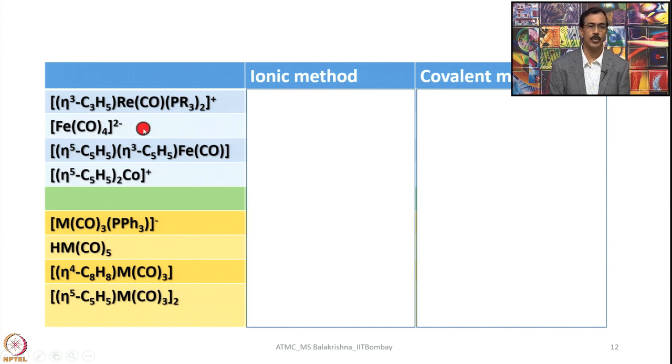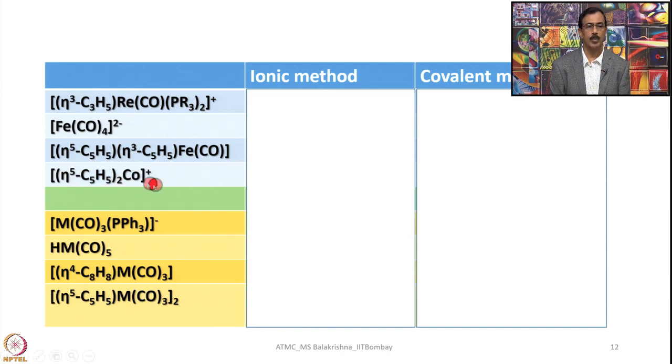For example, Na2FeCO4 is an example, and similarly you can see here one is a 5 electron donor, one is a 3 electron donor, 5 plus 3 is 8, plus 2 is 10, 10 plus 8 is 18 using the covalent method. In the ionic method, this will be 6 electron, this will be 4, and iron is 6 electron, so 6 plus 4 is 10, 10 plus 6 plus 2 is 18. You should be able to write in the same fashion.